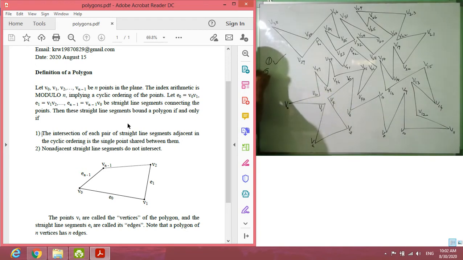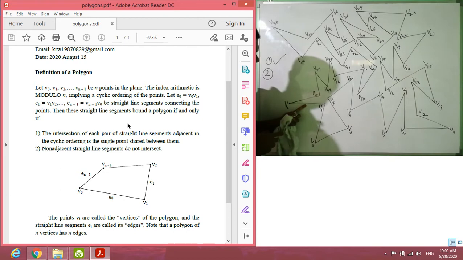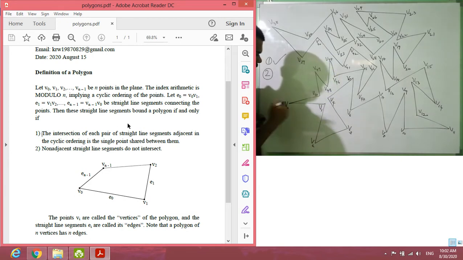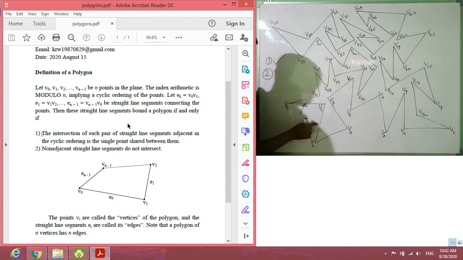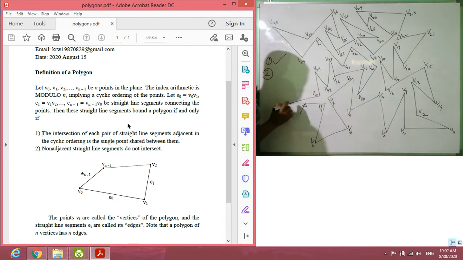And then let's check condition 2: non-adjacent straight line segments do not intersect. If you consider this edge, this edge and this edge are adjacent to it. All the other edges are not adjacent and they should not intersect with this one. This edge intersects only with its adjacent edges. With other edges it does not intersect.